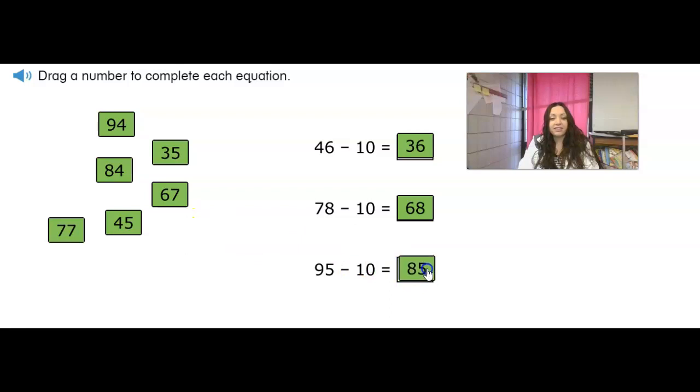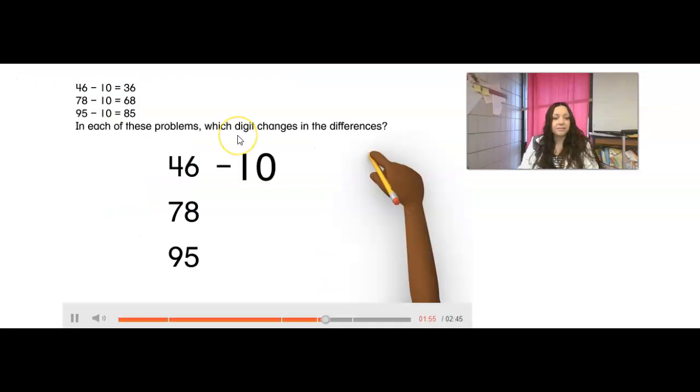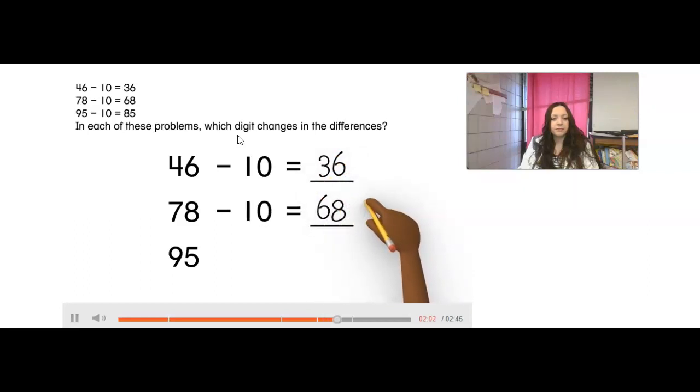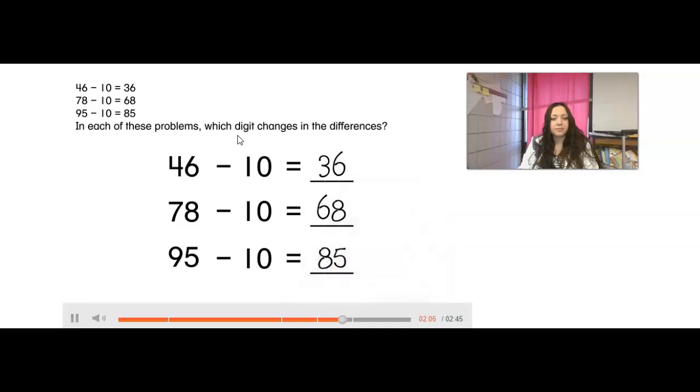85. Very good. So 46 take away 10 is 36. 78 take away 10 is 68. 95 take away 10 is 85. 46 minus 10 equals 36. 78 minus 10 equals 68. 95 minus 10 equals 85.